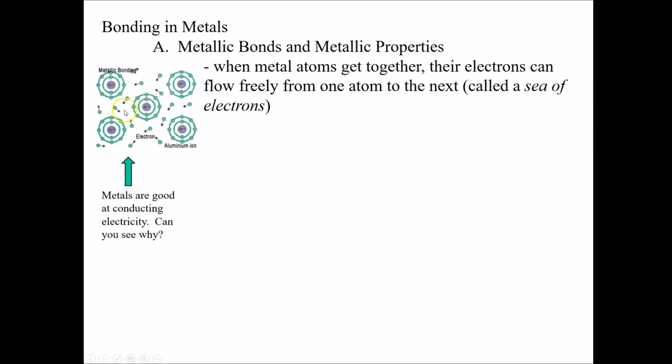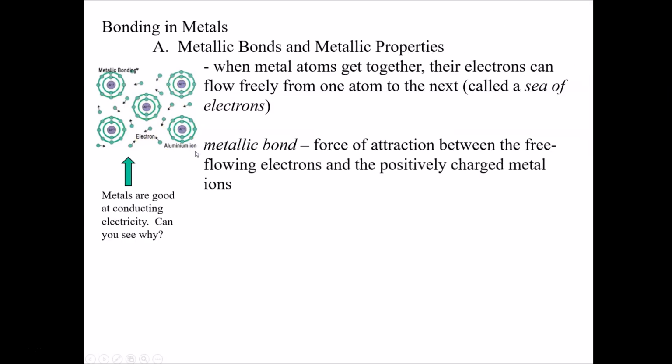Why are metals really good at being malleable? Why can they bend really easily? Well, look what's holding them together. You have this sort of free-flowing glue that's holding it all together. It'd be really easy to bend this without breaking it. So a metallic bond is the force of attraction between those free-flowing electrons and those positively charged metal ions.